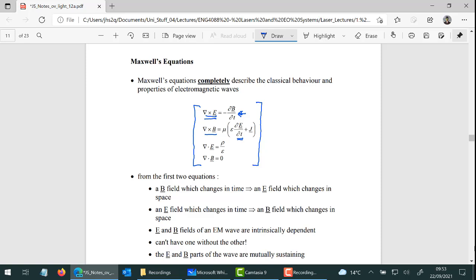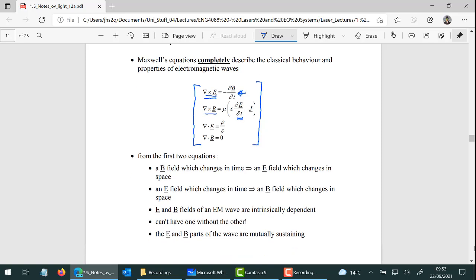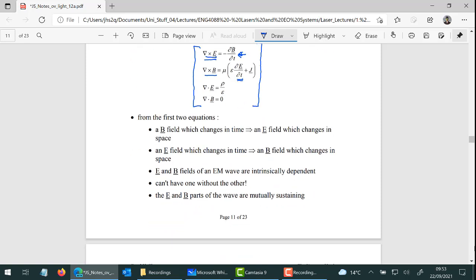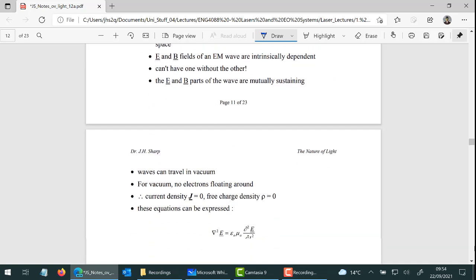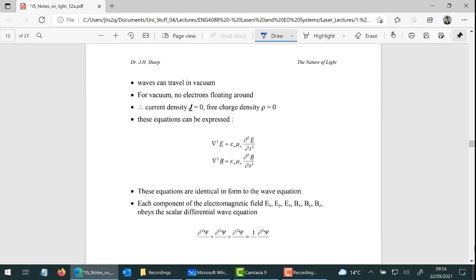You'll be glad to know that I am not going to spend much time working on Maxwell's equations. We'll see that they are consistent with the wave equation, but we won't be bringing them up any further than we need to. So, a magnetic field which changes in time gives us an electric field which changes in space, and vice versa. The electric and the magnetic fields are intrinsically dependent on each other, and the E and the B parts are mutually sustaining. You can't have one without the other one.